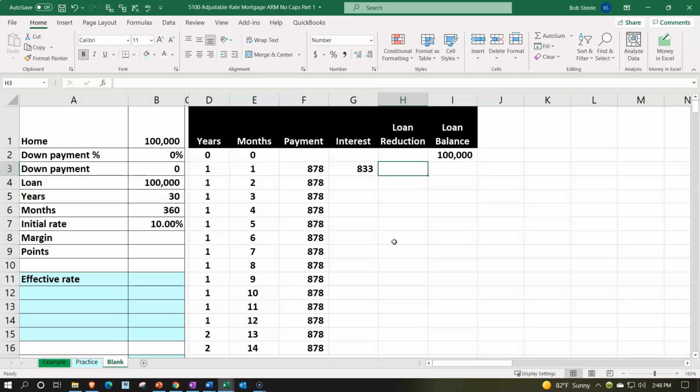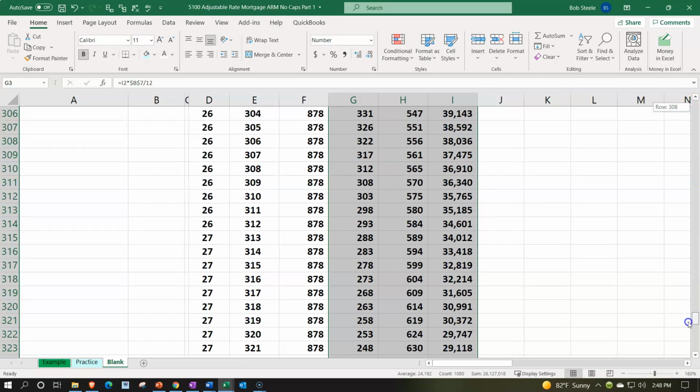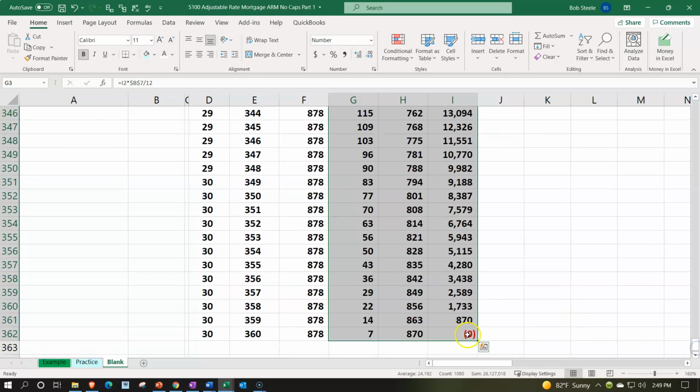So there's the interest. This equals the payment minus the interest. That's the loan reduction. And that means the loan balance is going to equal the 100,000 minus the 44. There's the 99,956. If I select those 3 cells, double click on the fill handle, it should drag it all the way down. We could double check that this thing is in balance by going to the bottom of it, and we can see then we got a 0 at the bottom. So that's our standard kind of table.